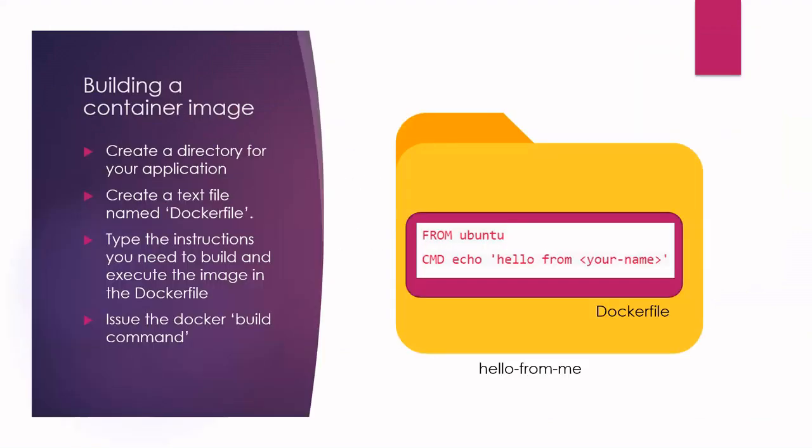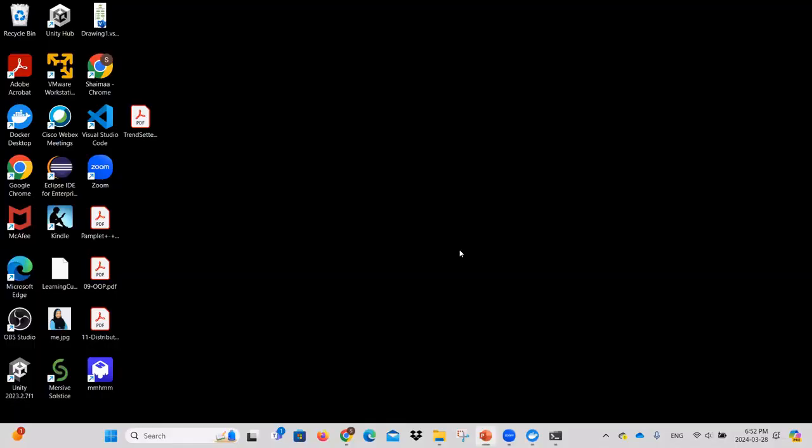In order to build a container, you need to go inside a directory that is your application, okay? And you need to create a file called Dockerfile with capital D and small f. It's supposed to be a plain text file without any extensions, okay? And this Dockerfile would contain all the instructions you need in order to build your container image. Okay, so right now we're going to start with an empty directory.